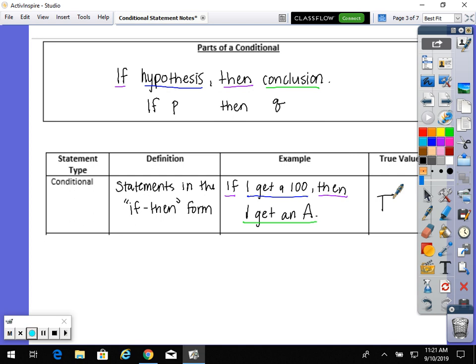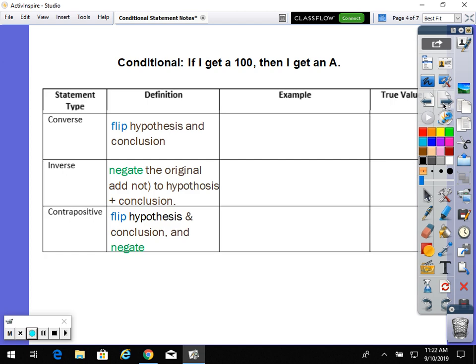That one is true. We're going to move on to the related conditionals, which is the next part of your chart, the converse, the inverse, and the contrapositive. So I would write down those definitions and then fill in the examples along with the video. So for a converse, to write the converse, you're going to flip the hypothesis and conclusion. So I'm just going to draw a little arrow that shows you are swapping their places. So it's still going to read if something, then something. It's just that the hypothesis and the conclusion have been switched.